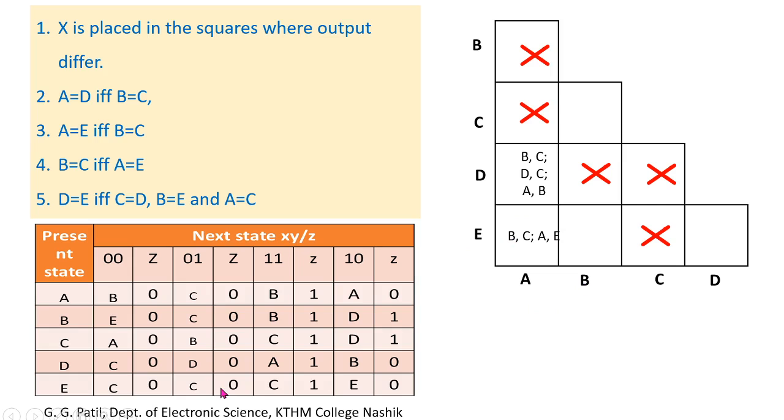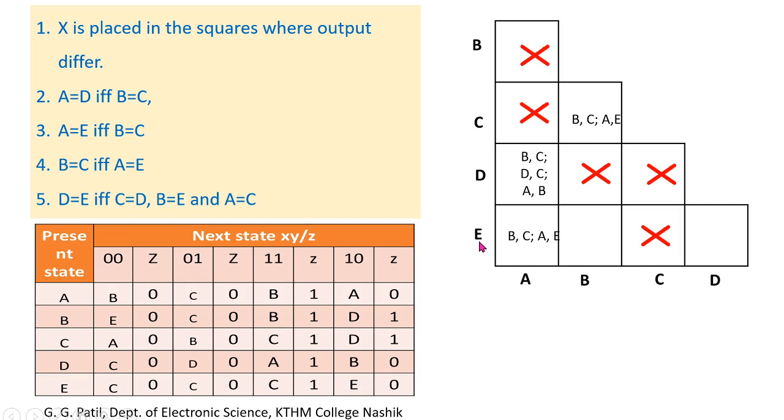Then check for B. B and E. CE. You see this is the same one. BC and DE. So enter those states here. BC. Here BC is checked. For BC, AE, same pair and D. So BC and AE. Okay, that is entered.